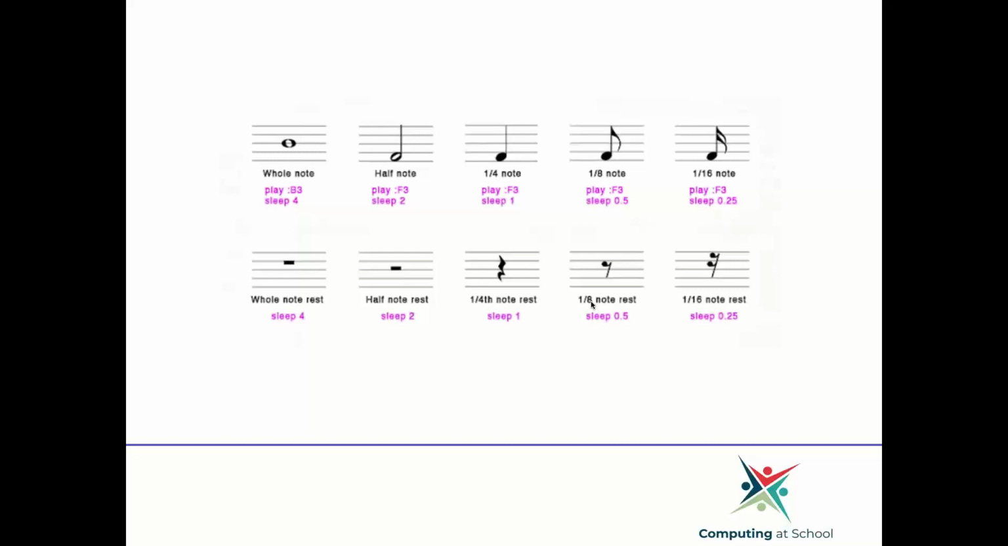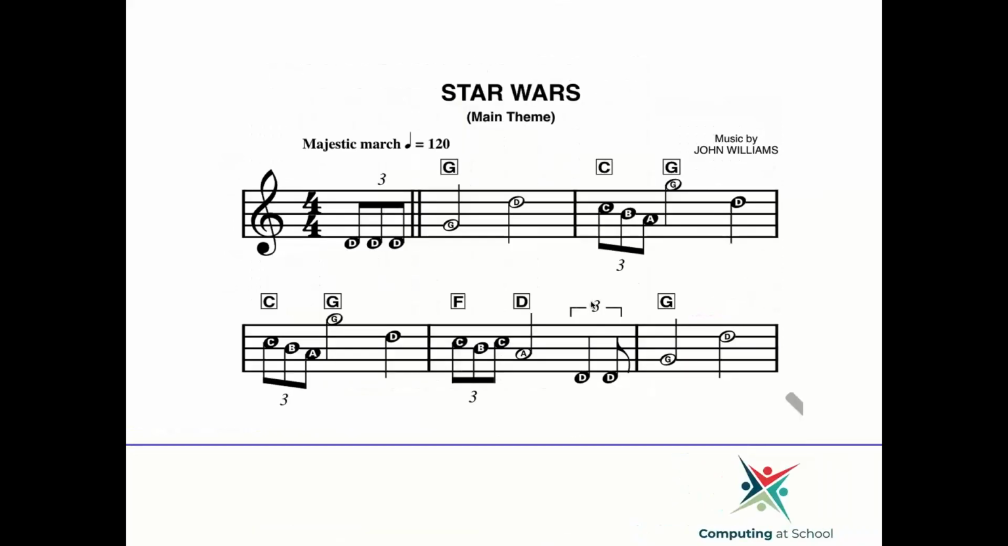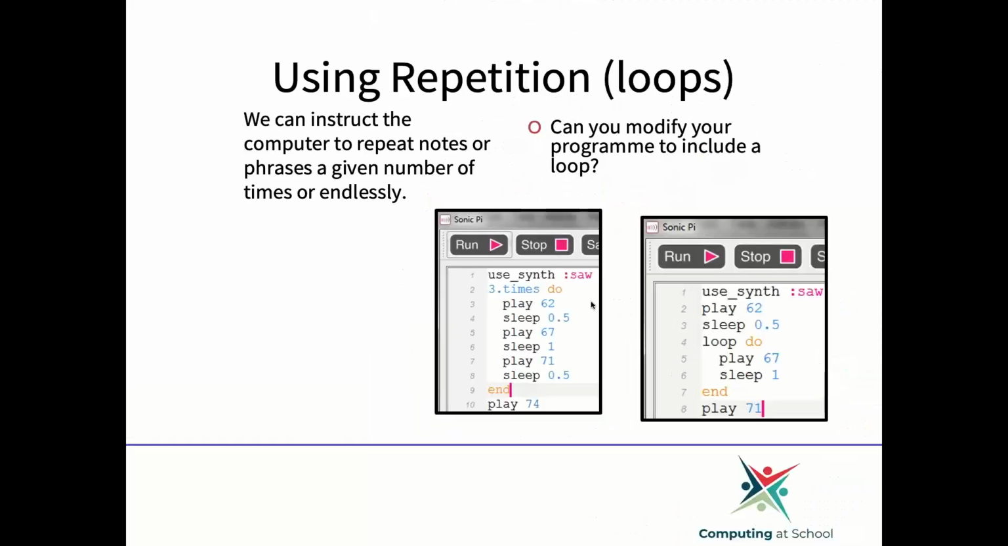So if I just go back to that, they're going to have the Star Wars piece of music. They'll have coded it just using plays and sleeps. And then they can use a different tone. They can use a different synth to make it sound a bit more interesting. Okay, so just whizzing through that. Then they can start thinking about the computing objectives for Key Stage 2 in there.